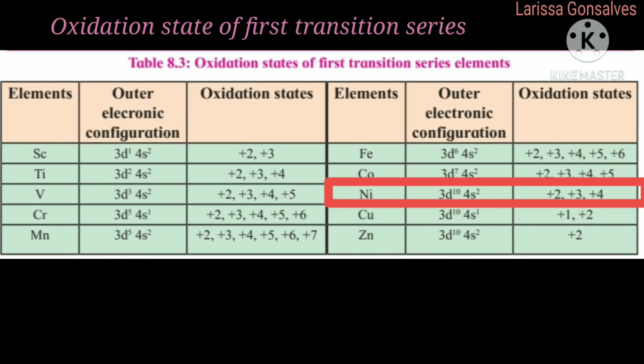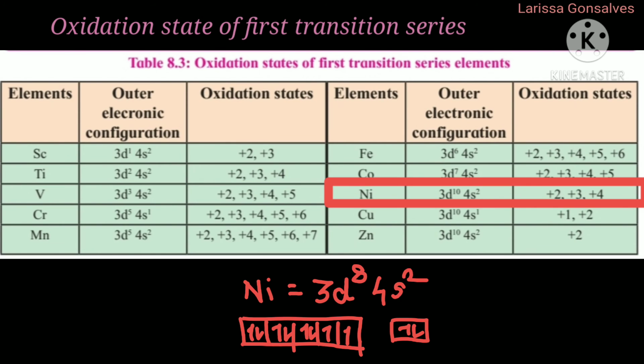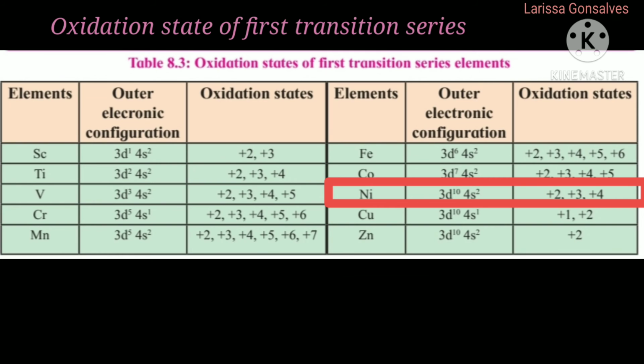For nickel, the electronic configuration is 3d⁸4s². Now here there is a printing mistake, they have written it as 3d¹⁰. Okay, so according to the same pattern, we will get the oxidation state as +2, +3 and +4.